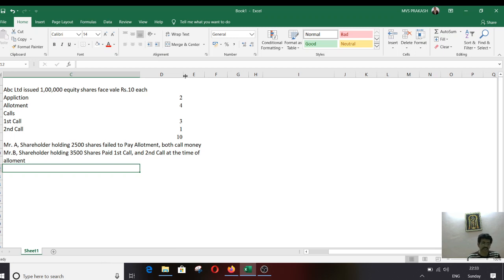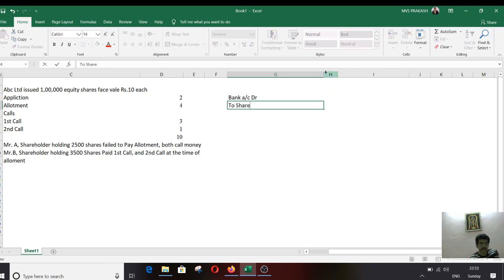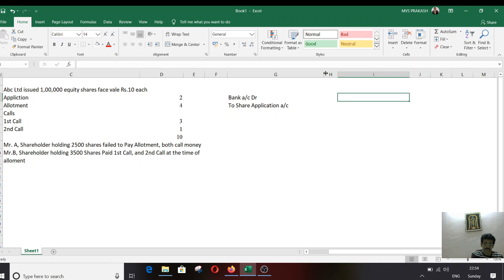So we need to pass the transactions in the books of the company. Now let us start doing this. What is my first entry? My first entry in this case will be, as I am receiving application money, let us debit the bank account. What will I credit? What is the purpose for receiving? You are receiving this for the purpose of the share application account. So bank account will be debited, share application account will be credited. Now with what?